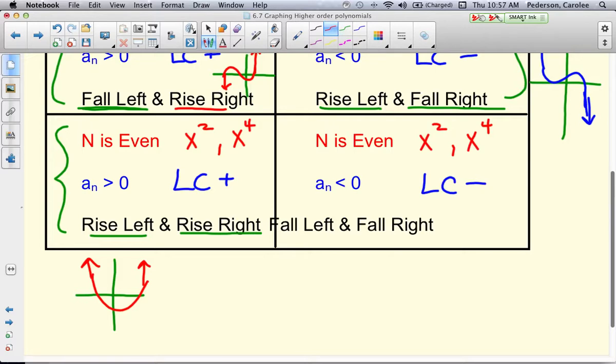If I'm talking a quartic, it'll look something more like this, where you have your rise on the left and rise on the right, and then there's kind of like a little W that happens there.